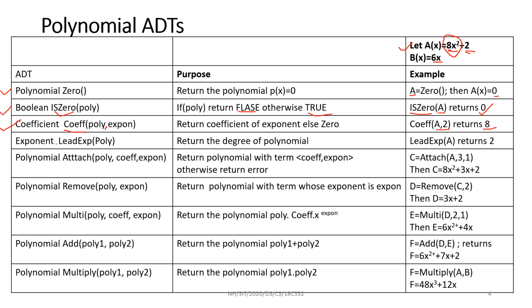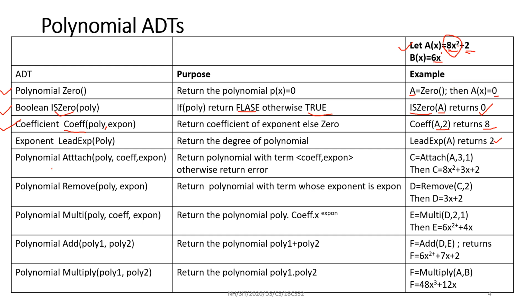The last one: I want to get the degree of the polynomial. In this case you can see 2 is the highest power, that is the degree of the polynomial. If we pass A, 2 must be the result. If we pass B, 1 must be the result. To get the degree you can use lead exponent, the leading term's exponent, the first exponent. Here lead exp of A: if I pass A to this function, the highest degree is 2. If you pass B, the highest degree is 1.